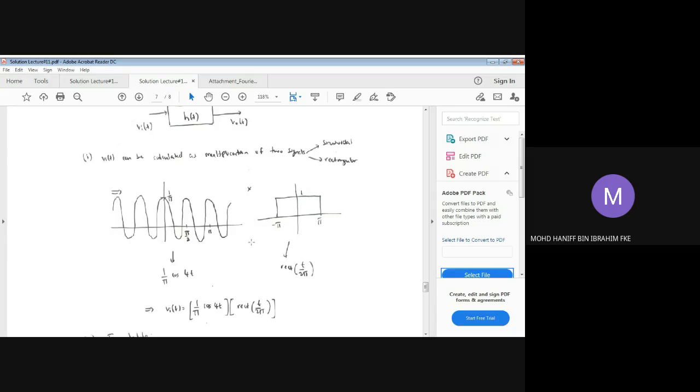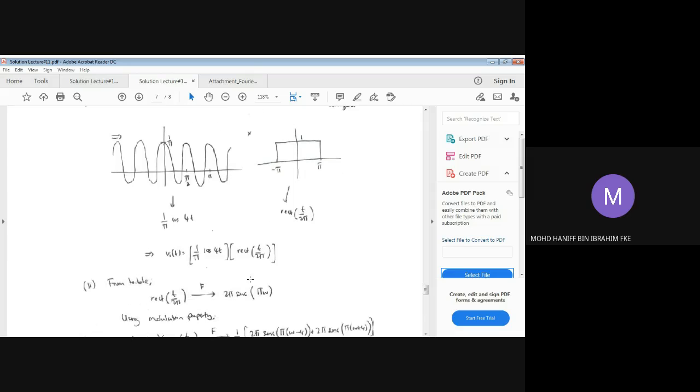Okay, so for that, the v(t) will be a multiplication between these two signals, which will give us 1 over pi cos of 4t multiplied with rect(t over 2 pi). Okay, right. So the second question is to find the Fourier transform for the v(t).